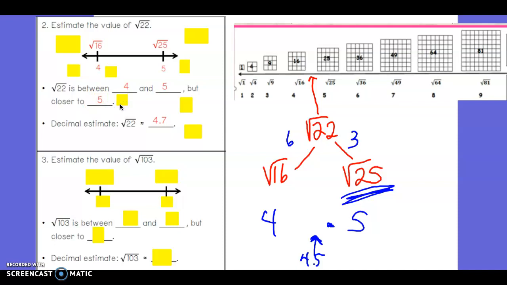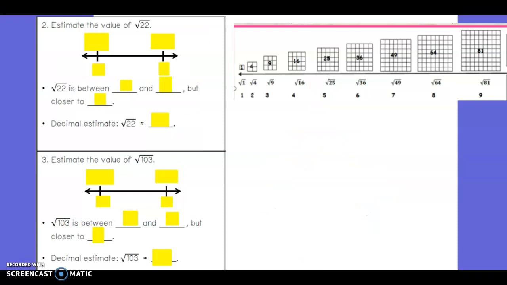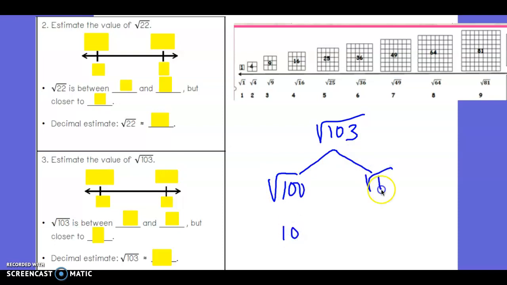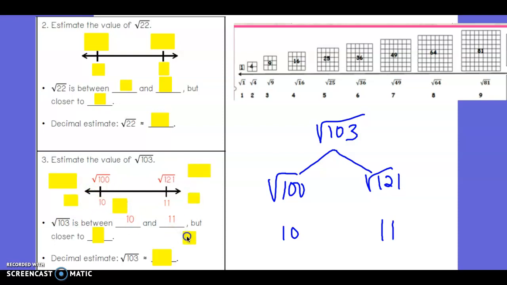Let's look at another one. Let's look at problem number 3 on the page. We want to estimate the square root of 103. Now, my chart at the top doesn't have the numbers carried out that far, so let's look at our knowledge that we already have. I know the square root of 100 is 10, and I know the square root of 121 is 11. The square root of 103 is somewhere in between those two square roots. So it's in between 10 and 11.